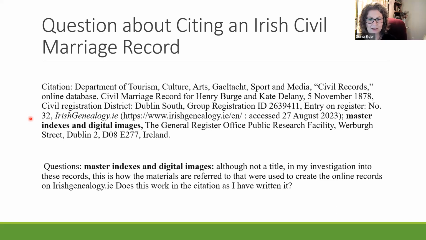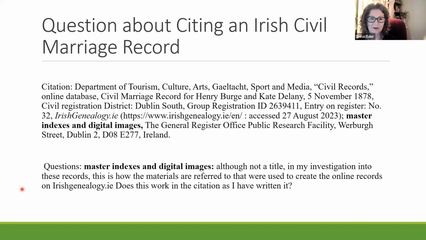IrishGenealogy.ie, and then we have the URL, access date, and then master indexes and digital images, the General Register Office, Public Research Facility, Werburgh Street, Dublin, Ireland. So the question from this great citation is about the term master indexes and digital images. Although not a title in my investigation into these records, this is how the materials are referred to that were used to create the online records on IrishGenealogy.ie. Does this work in the citation as I have written it?